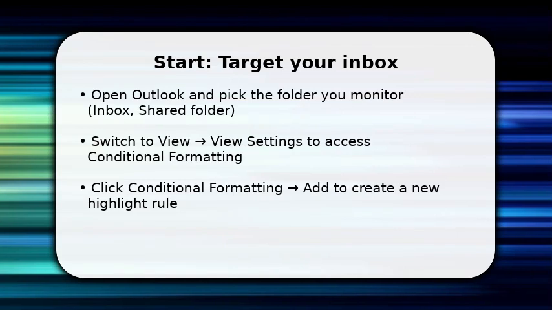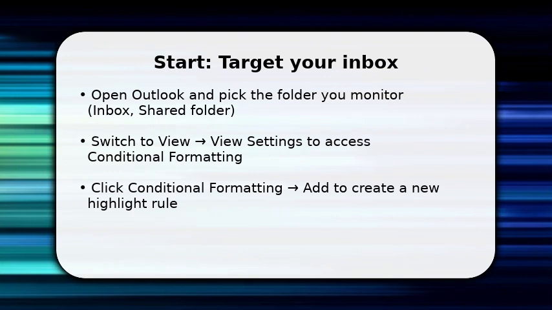You begin by focusing on the folder you actually use. Open Outlook and navigate to that mailbox or folder. Once there, go to View then View Settings. This gives you access to conditional formatting, where visual rules live.